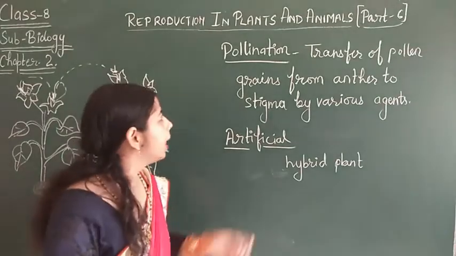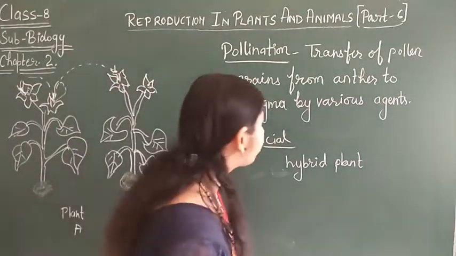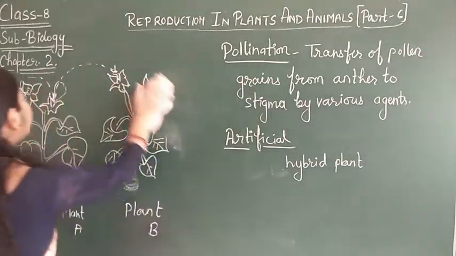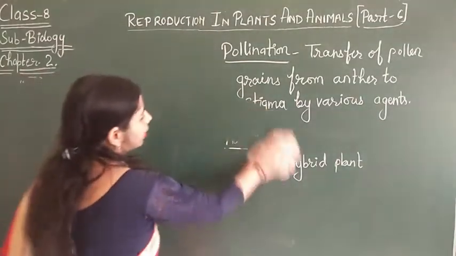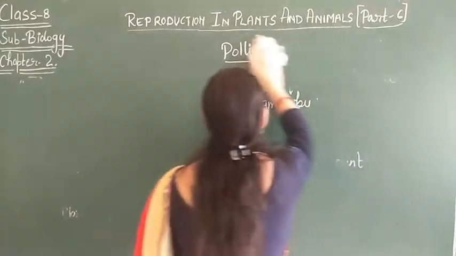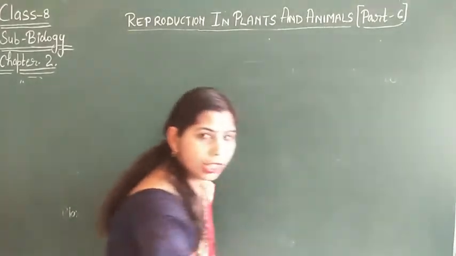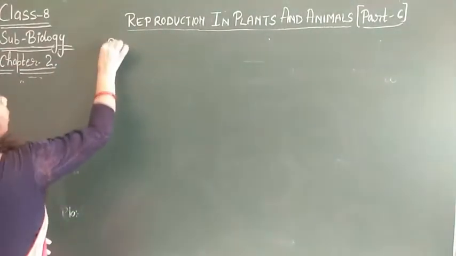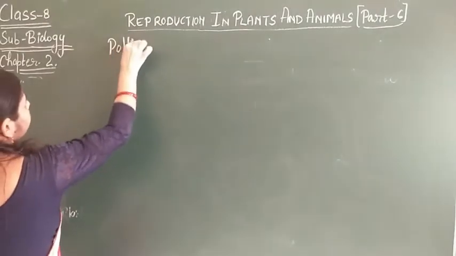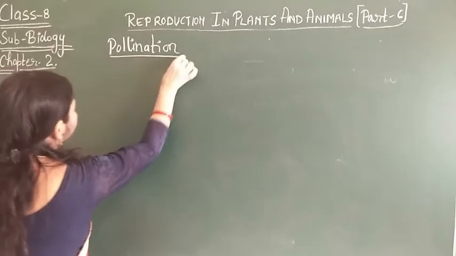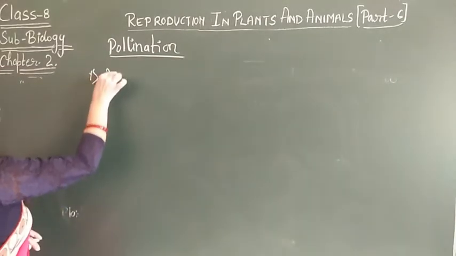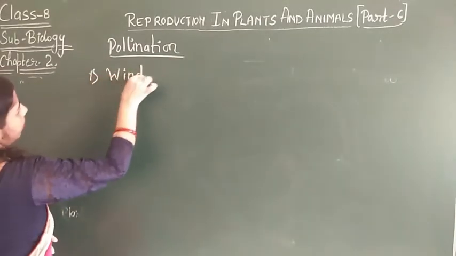Okay, now as I told you, pollination is a process that takes place by various agents. So let's see what the various agents are by which pollination takes place. First, agents of pollination. First is wind pollination.